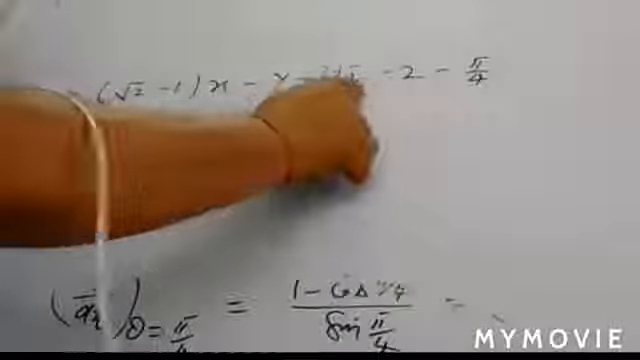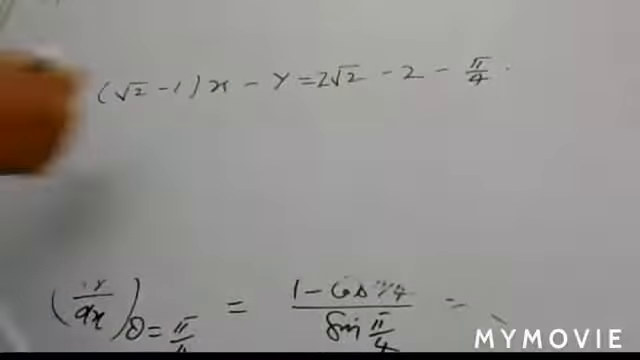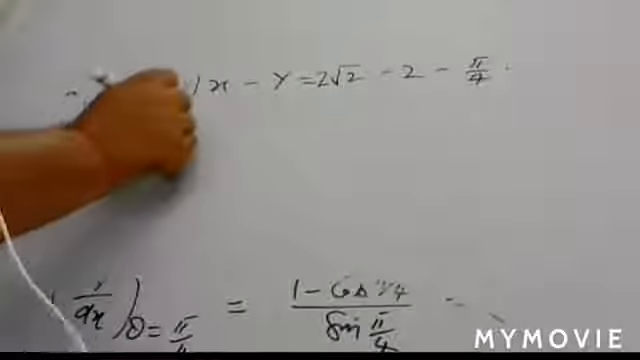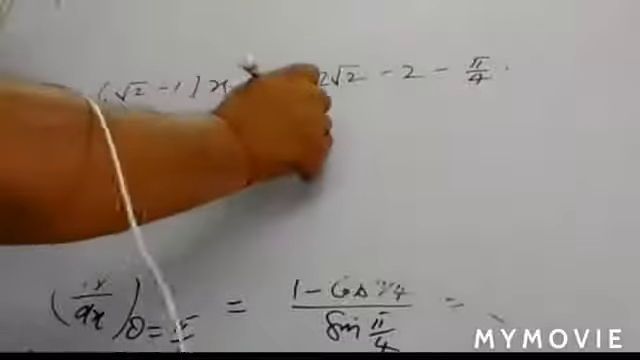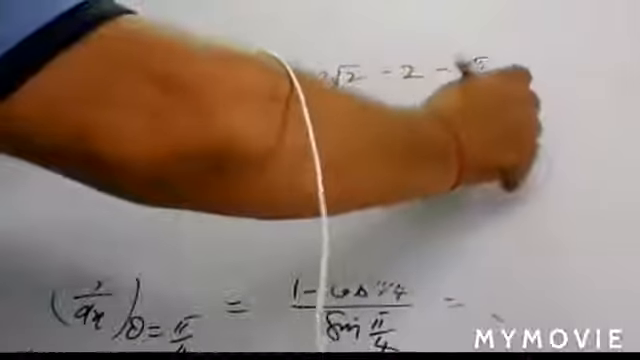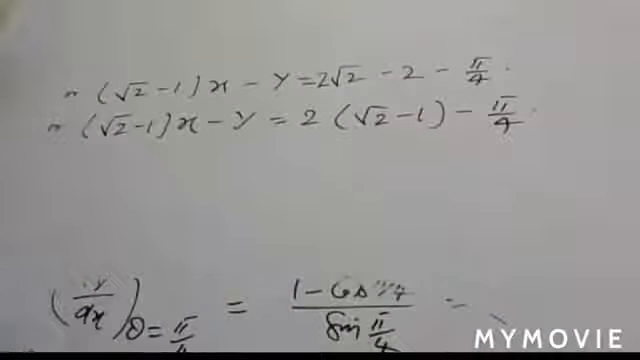You can take 2 common here. So that can be written as root 2 minus 1 into x minus y is equal to 2 common, so root 2 minus 1 minus pi by 4 is your answer. So that is your answer. Note it.